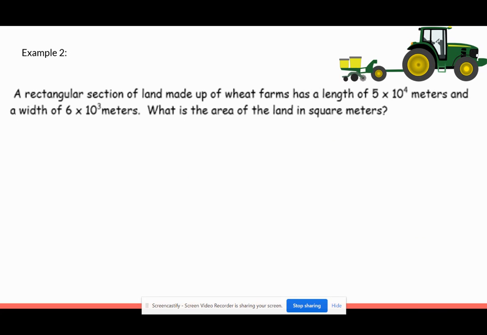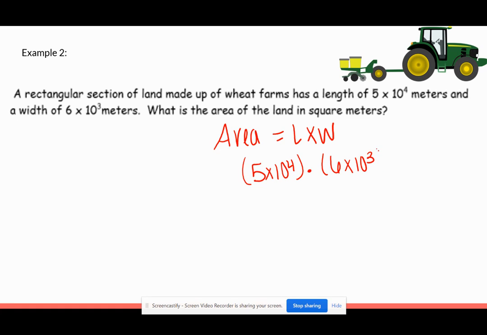Example 2. We have a rectangular section of land for a farmer that has a length of 5 times 10 to the 4 meters and a width of 6 times 10 to the 3rd meters. What is the area? We know that area of a rectangle is length times width. And it told us that the length is 5 times 10 to the 4th, so 5 times 10 to the 4th times the width of 6 times 10 to the 3rd meters.